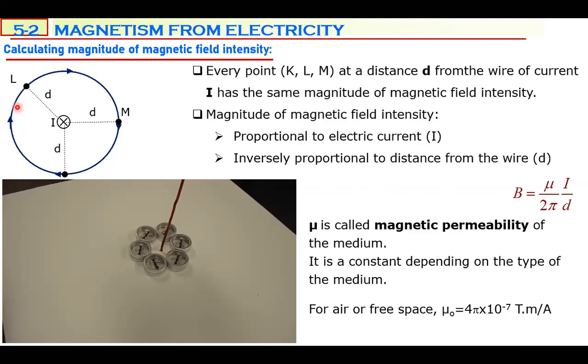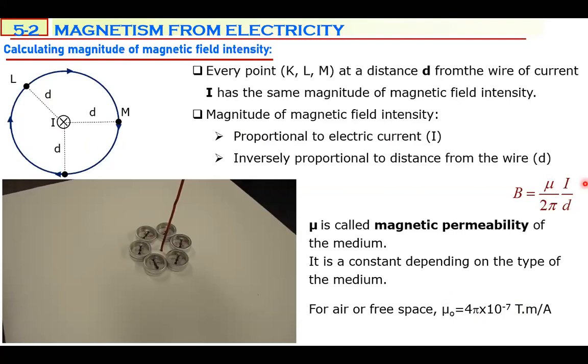So every point on this concentric circle will have the same magnitude of magnetic field, and this magnitude of the magnetic field intensity is calculated by mu over 2 pi I over d. So mu is the magnetic permeability, which depends on the medium. Generally air is the medium for our life. Air has a magnetic permeability of 4 pi times 10 to the power negative 7. It is mostly given in questions.